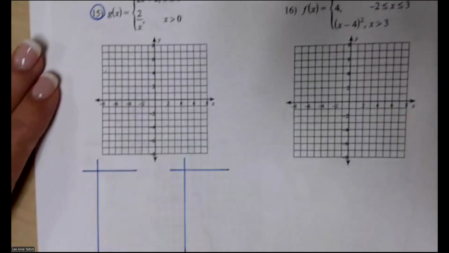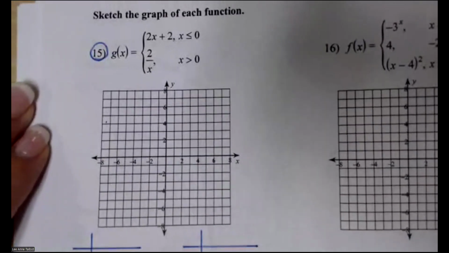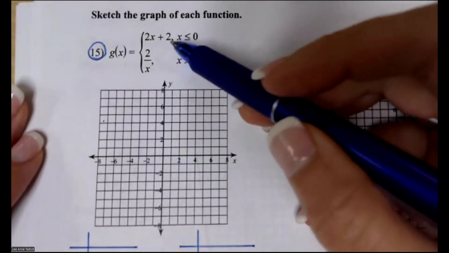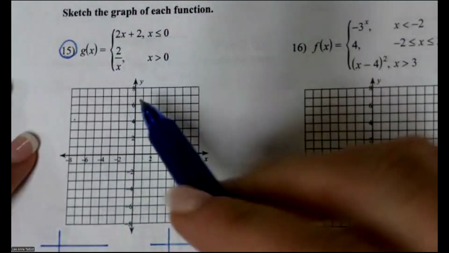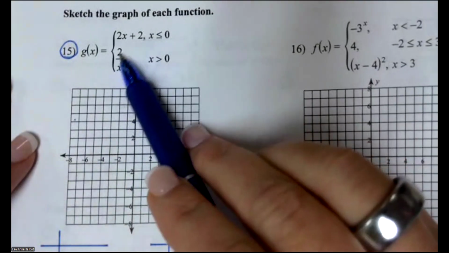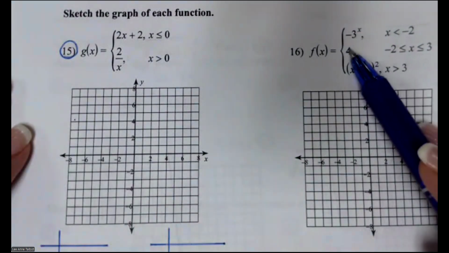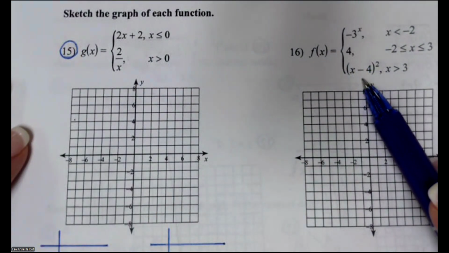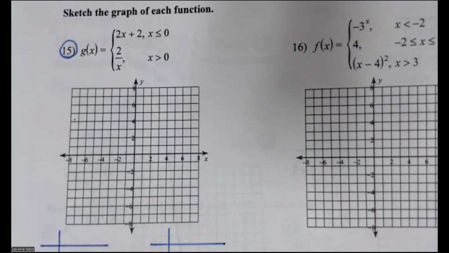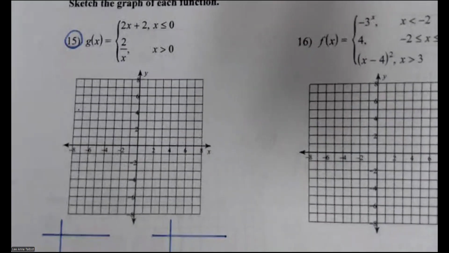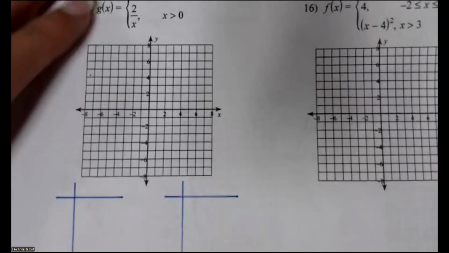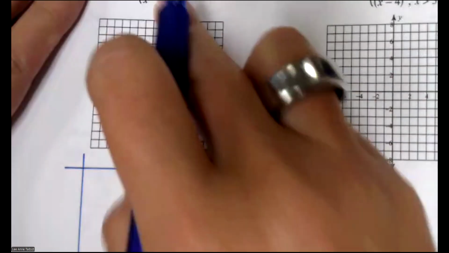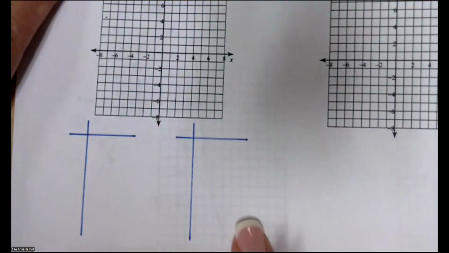The first thing you need to know about piecewise functions is that they have multiple pieces. That's why they're called piecewise. This particular one has 2 pieces. This particular one has 3 pieces. Can you tell how many pieces there are? Since there are 2 pieces, make 2 tables.